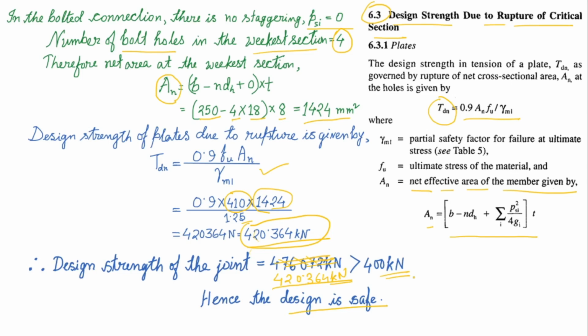So this is all about the design of bolted connections for a butt joint using the cover plates on both sides, meaning double cover butt joint.